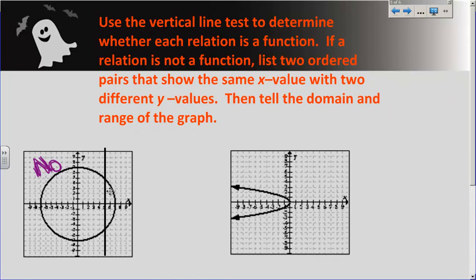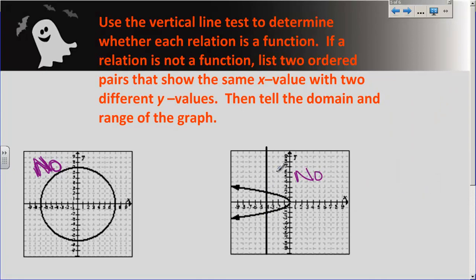So let's test it again. Let's use this vertical line and let's look at this graph. Well, if I take my vertical line and I start dragging it across this graph from left to right, it touches it in two places, here, here, here, here, all the way until it gets to here. But that point doesn't matter because every point in between, my vertical line touched my graph in more than one point.